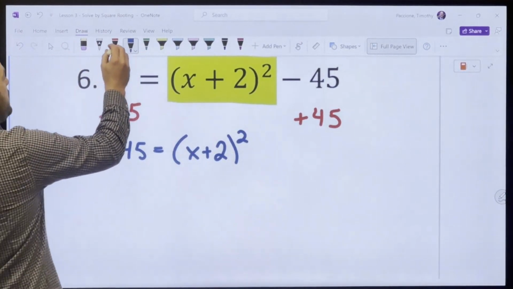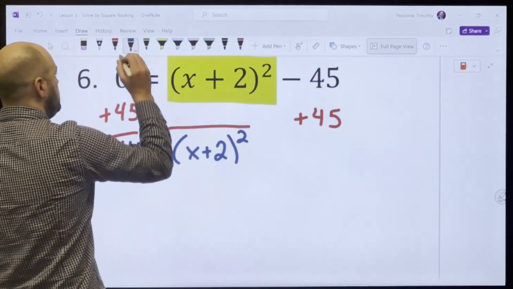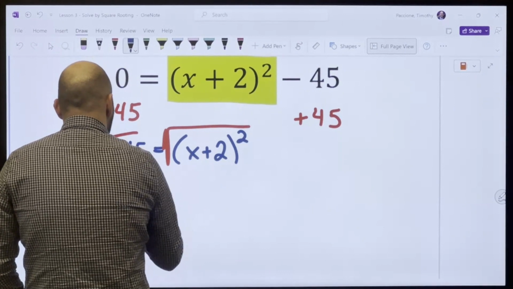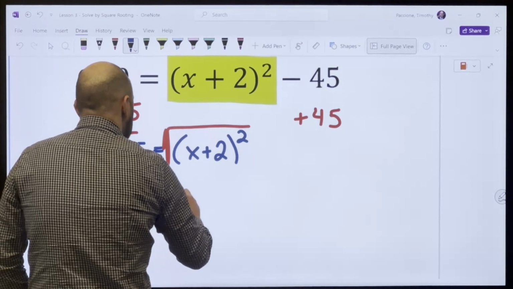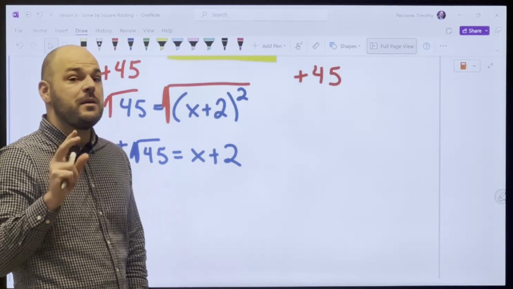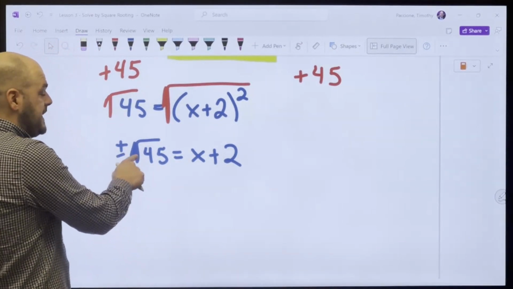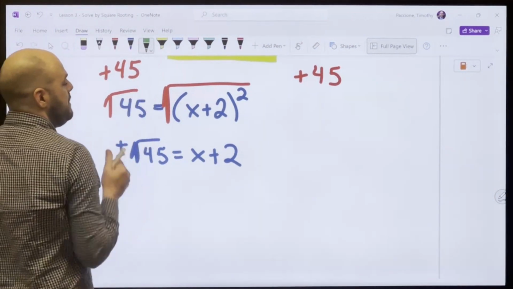Now I square root both sides. And I get plus or minus the square root of 45 equals x plus 2. All right, so think about what this means. Two different things at the same time. One is I got plus or minus, so I got two different situations. The other thing is 45 might be able to be broken down.